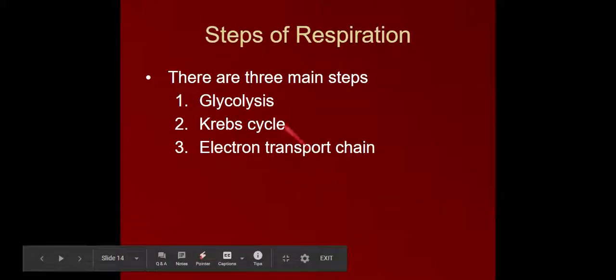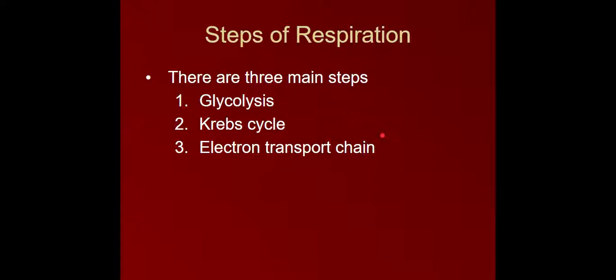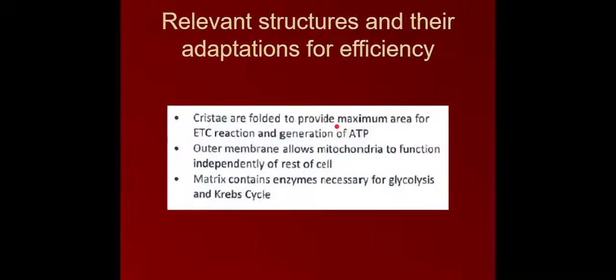Okay, we're just going to look at 3 steps real briefly. Glycolysis is the first step, then the Krebs cycle, and then the electron transport chain. So basically, these are 3 steps that cellular respiration needs to go through in order for ATP to be produced.